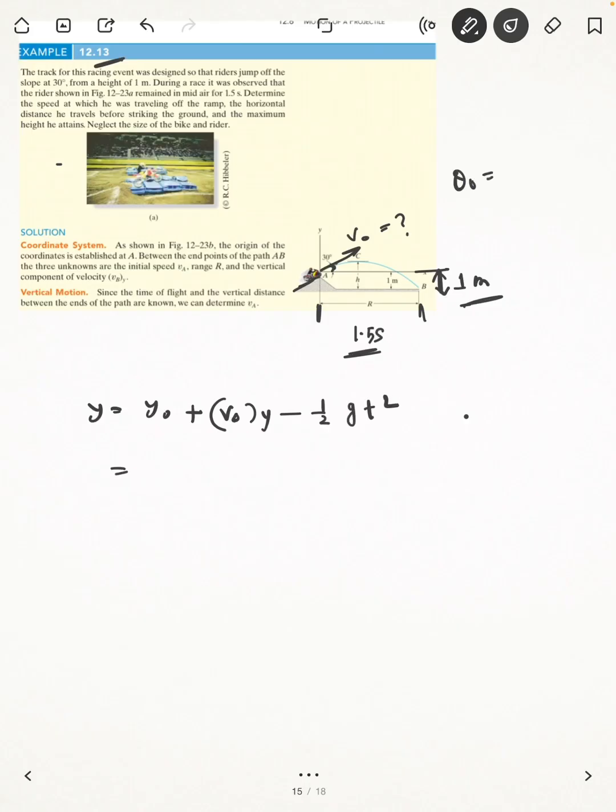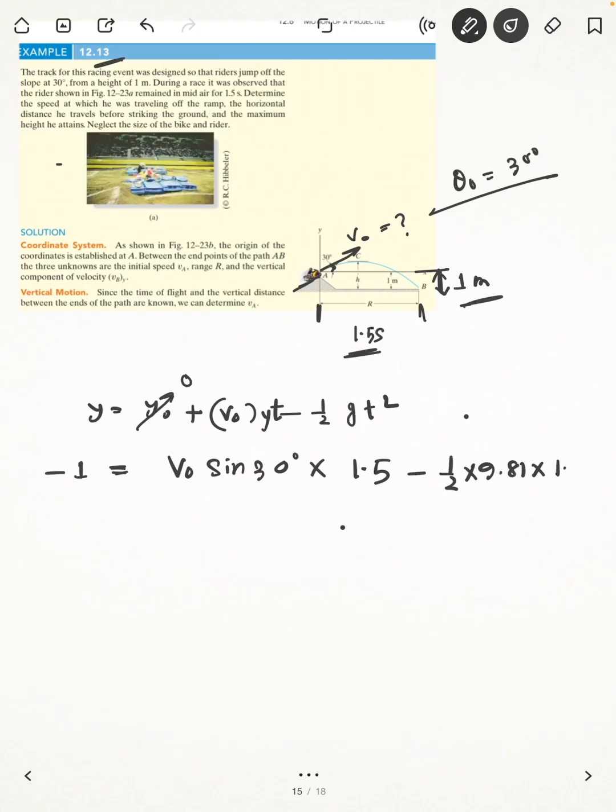The initial theta naught is given as 30 degrees. So y is -1, because that is below the x-axis, and we do not have y naught. And v naught y is v naught sine 30 degrees, times t, so there should be a t. The time is 1.5 seconds, minus half into 9.81 into 1.5 square.